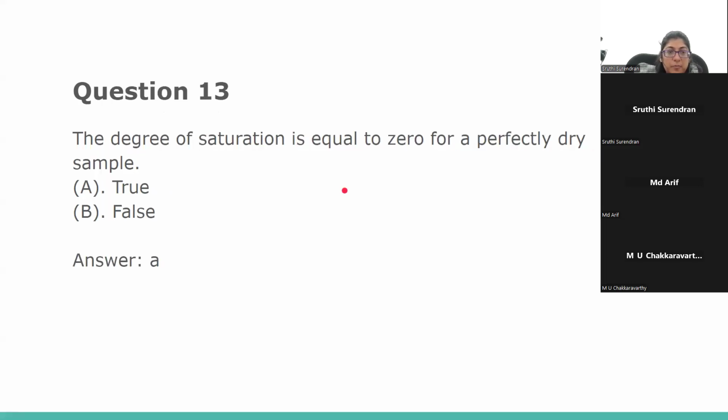So the correct answer is option A, true. We just learned that if the sample is fully saturated, the degree of saturation is going to be 1. So if it is not at all saturated, that is, the entirety of pores have 0 amount of water, the volume of water is going to be 0, which means the degree of saturation is going to be 0. So the correct answer is option A: the degree of saturation for a very dry sample is going to be 0.